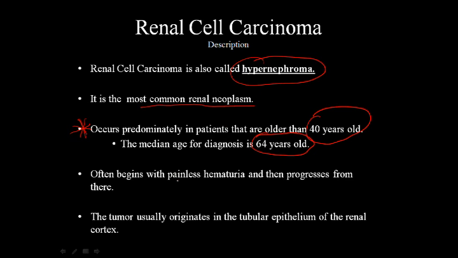It often begins with painless hematuria. It begins with you just having blood going through your urine, but you don't know why, and you're not experiencing any pain. So oftentimes you just kind of disregard it, and then it progresses from there. The tumor usually originates in the tubular epithelium, the renal cortex, so associated with the renal cortex. Keep that in mind. That's where it usually begins.